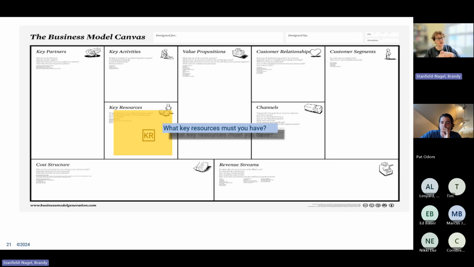Do you need a car? Do you need kitchen equipment? Do you need it in your house or do you need a shared kitchen or a commercial kitchen? Do you need suppliers? Do you need a recipe, a patent, a trademark? Intellectual property in general. What are all the key resources that you need to run your business?